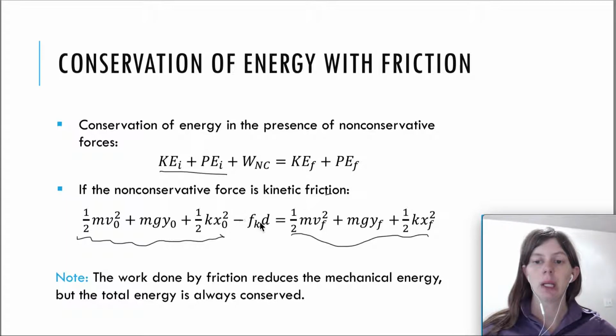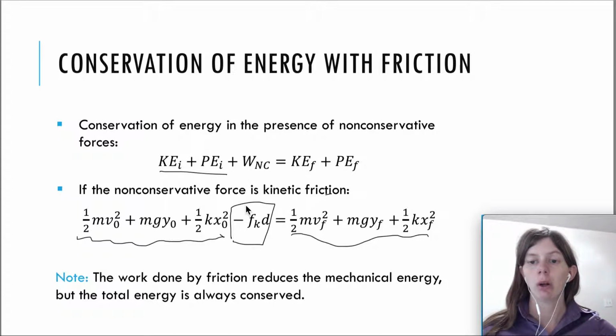And the only new thing here is that we have a term for the work done by friction, which is minus Fkd. So friction is doing negative work. That's why it's a negative. We learned that if the force is opposite the displacement, it's negative work. Friction does negative work. So what this means is that we have some initial energy, but friction is causing us to lose some energy, and then we're left with the final energy.